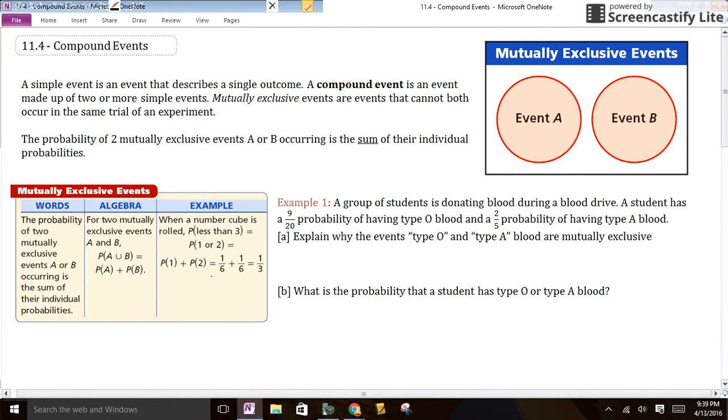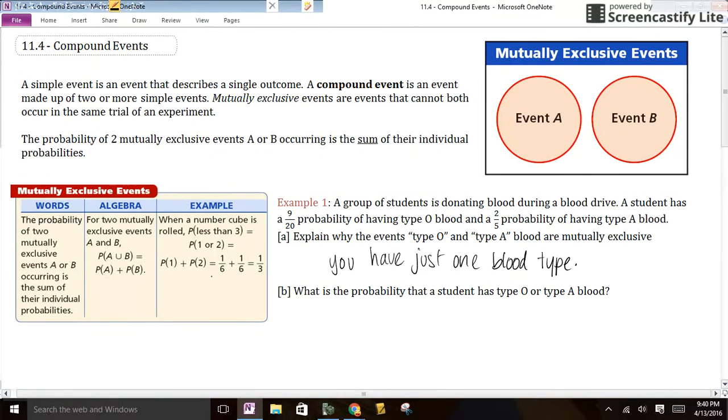We have students donating blood at a blood drive, and there's a 9/20 probability of having type O, and a 2/5 probability of having type A. Explain why type O and type A are mutually exclusive. Well, can you have the two types? No, you have one blood type, right? So you are either one or the other. You have just one blood type, and thus that's why they are mutually exclusive.